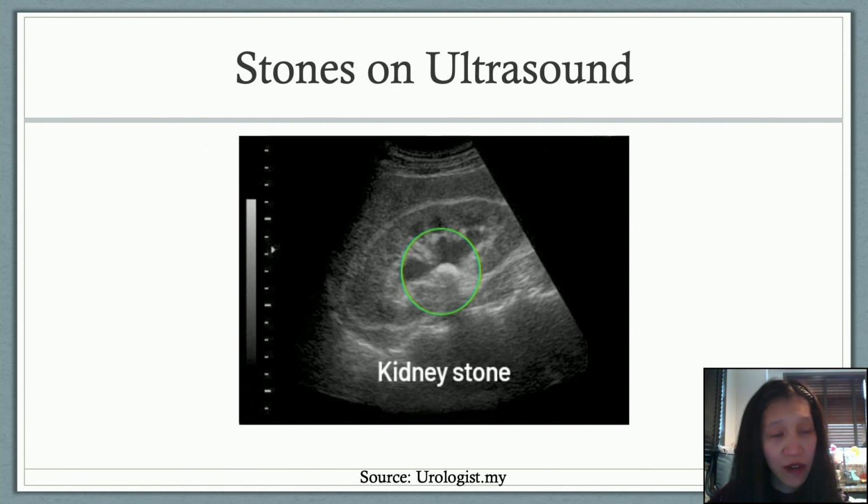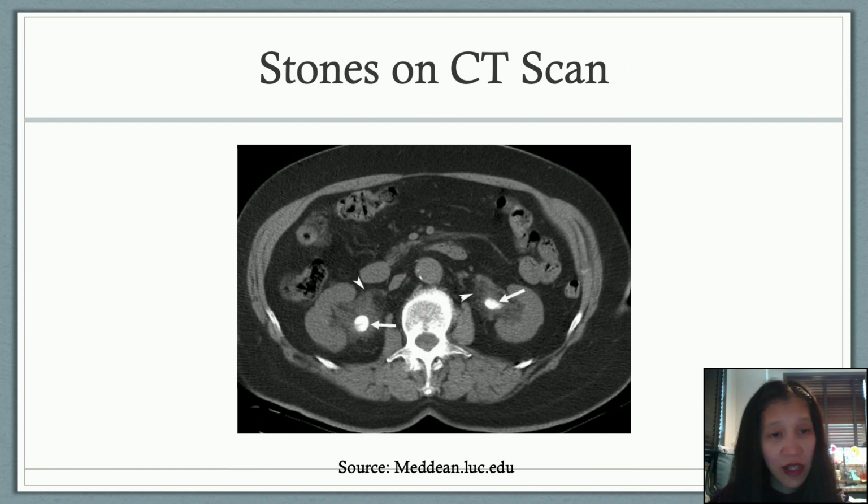So here's an example of a stone that we see on an ultrasound. It'll look more bright white with shadowing behind it. And then here are examples of what stones would look like on a CT scan. As you see, the arrows are pointing to these bright white calcifications. These happen to be within the urinary tract, not even in the kidneys per se.